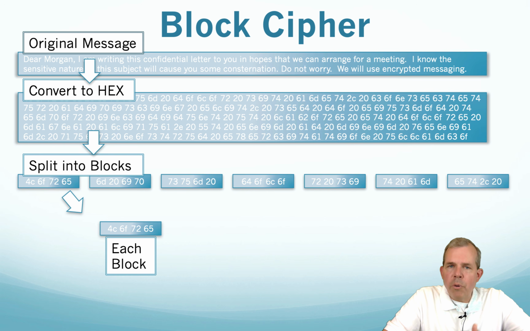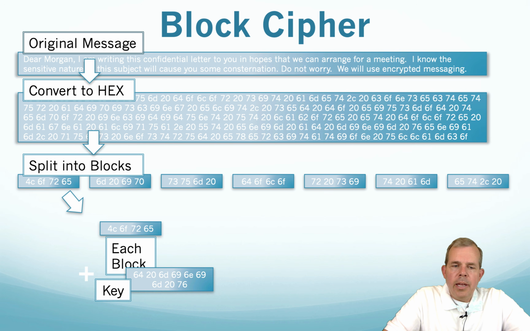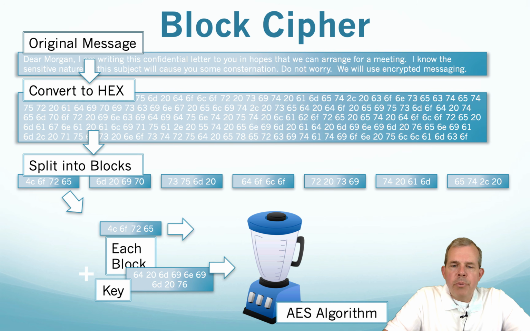Then we go through a for loop in our algorithm. We say, for each block, we're going to do an operation. We're going to take a block of data plus the key. Your key is like your password, and we'll combine them together and put them through the algorithm. I picture this algorithm as a blender because it is there to obfuscate, to blend, to mix up the data so it becomes unreadable.